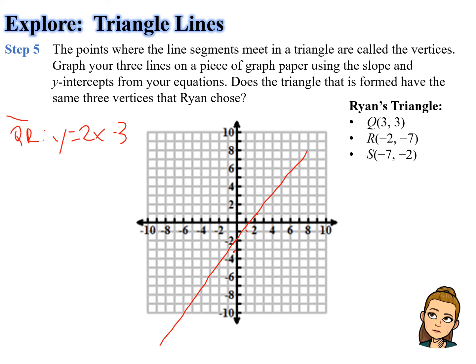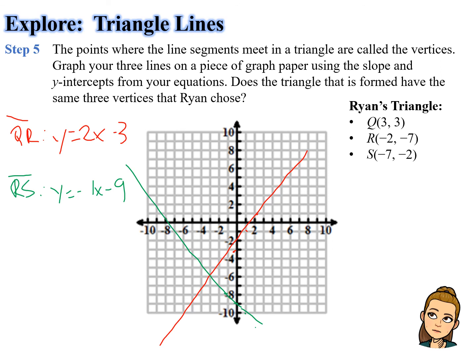My line for RS was y equals negative 1x minus 9. So again, I'm going to find my y-intercept of negative 9. And a slope of negative 1 tells me down 1 over 1, which is the same as up 1 backwards 1. So I have a nice line that's going to go like this, sort of.